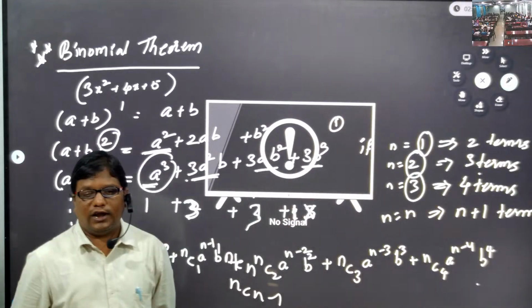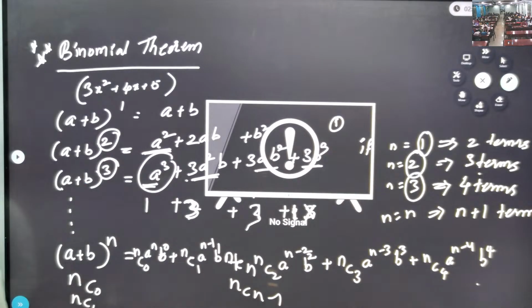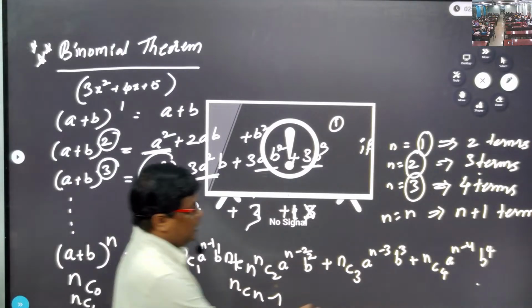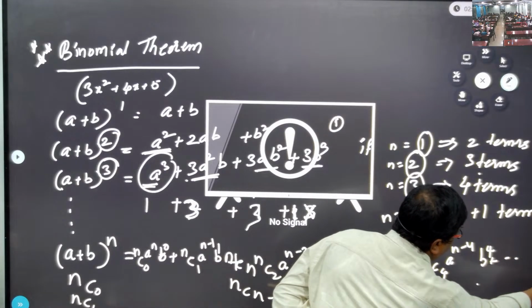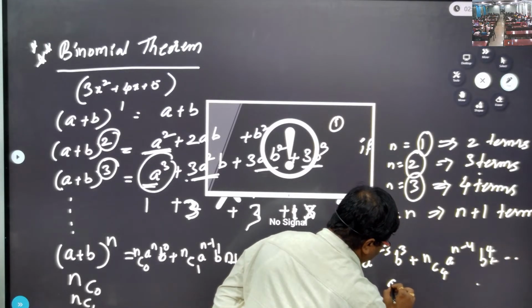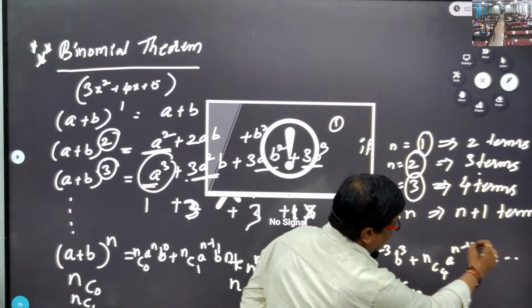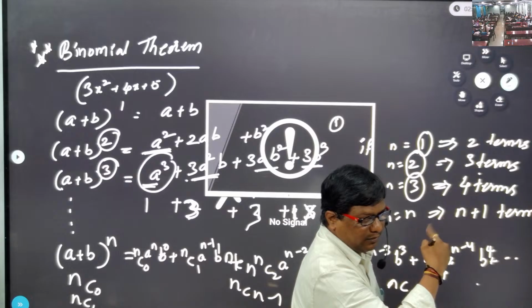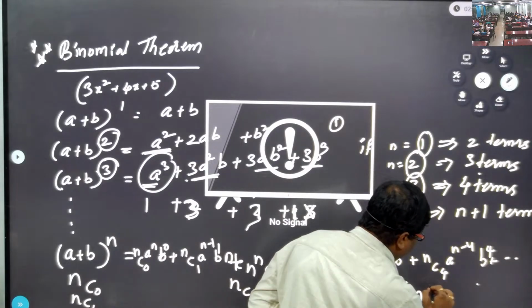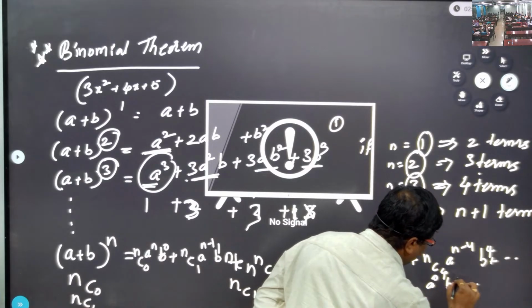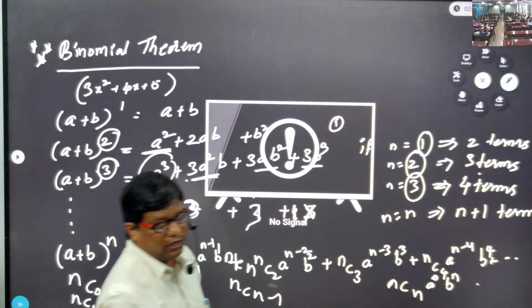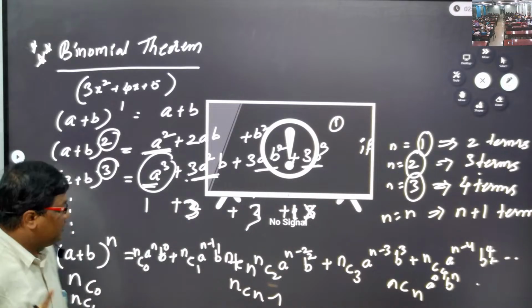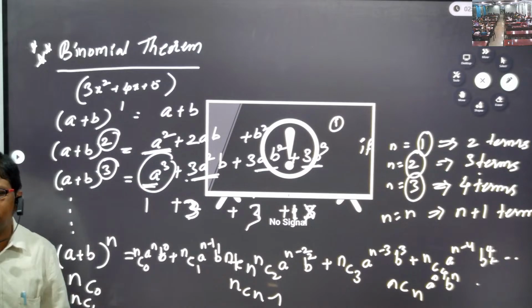So if I ask you to write the nth term, what is the nth term? NCN a power n minus n. N minus n is a power 0. NCN a power 0 into b power n. Okay. So this is what our binomial expansion is.